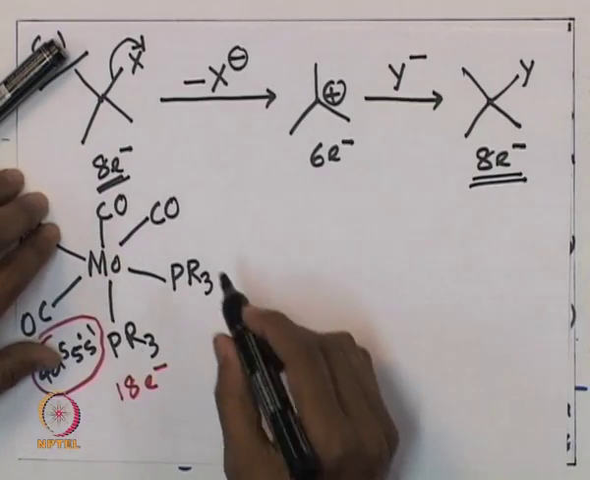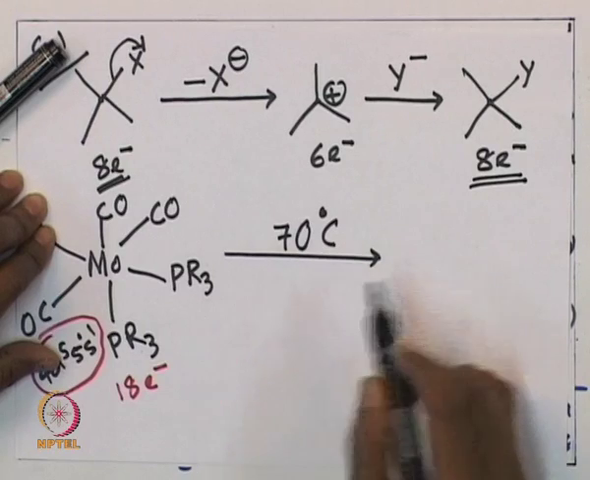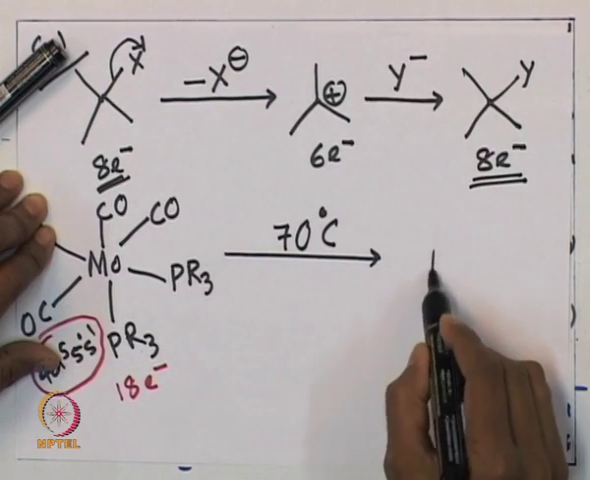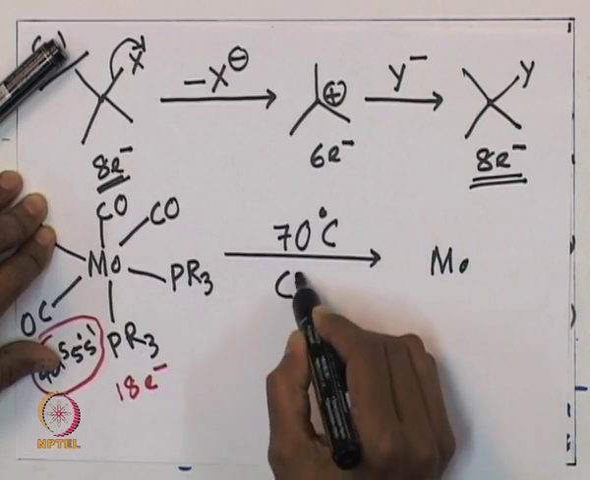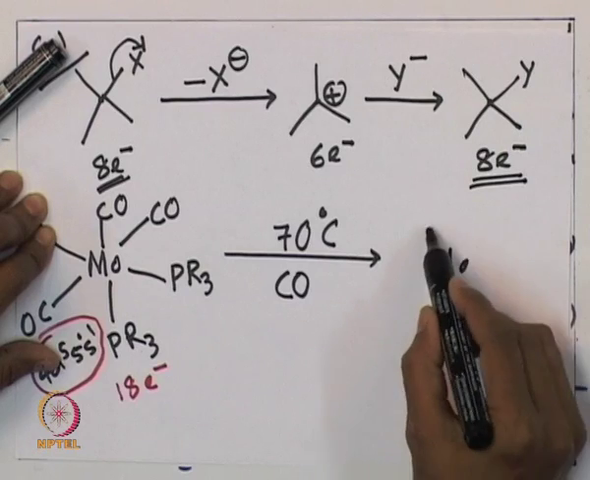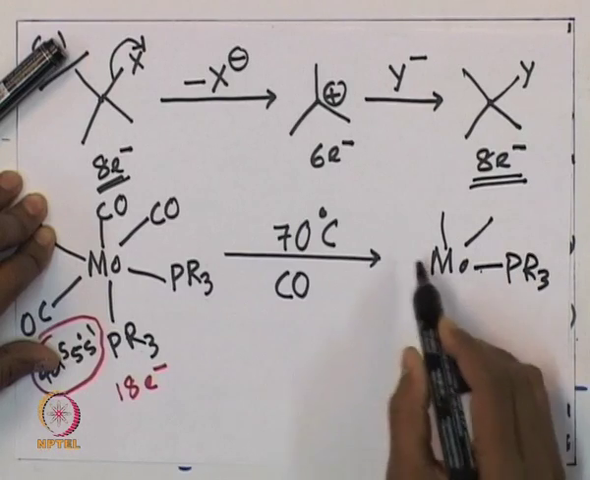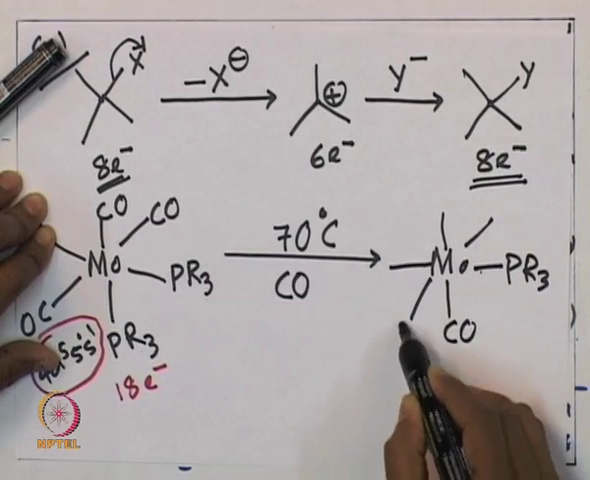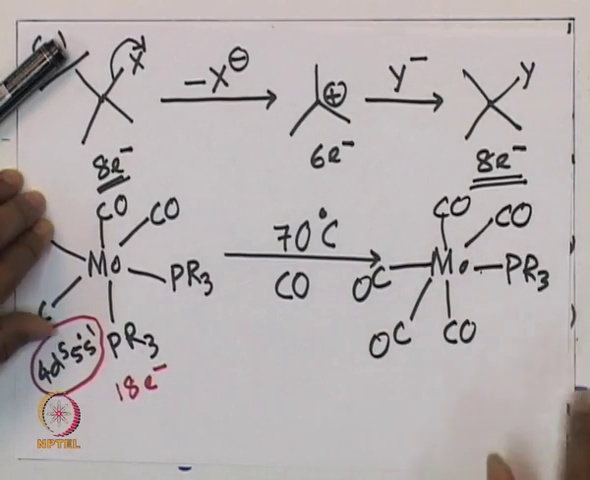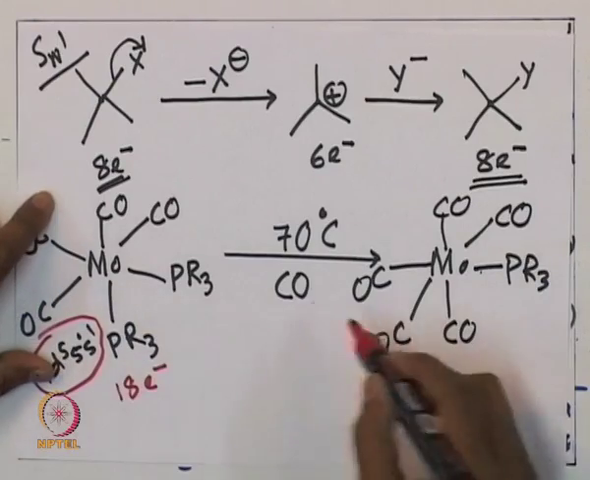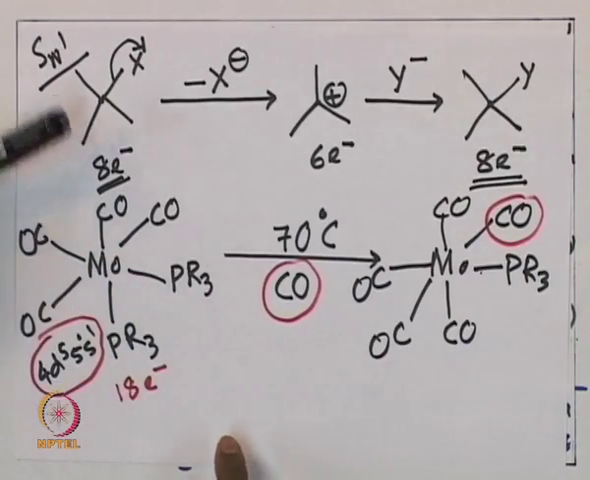Now, if you heat this 18 electron complex at 70 degrees C, you will get the final product, and in the presence of CO, one of the phosphine ligands will come out to give you a pentacarbonyl species. The starting material was tetracarbonyl. Now you will see that it is a pentacarbonyl species, so one of the carbon monoxide is getting in.